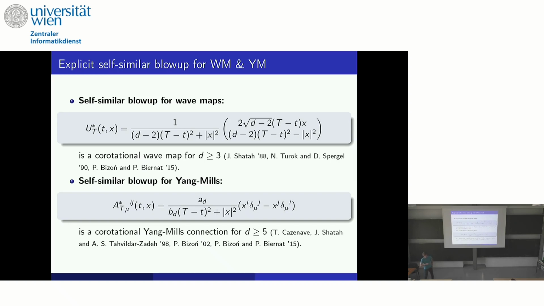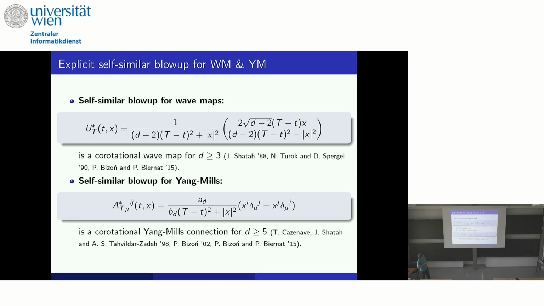Their existence was proved back in the late 80s and 90s. They were then found in explicit form in 3 and 5 dimensions, and the higher dimensional analogs were found in 2015 in closed form. For a fixed, arbitrary time capital T, one gets an explicit solution in the corotational class, which has a blow-up at the origin.